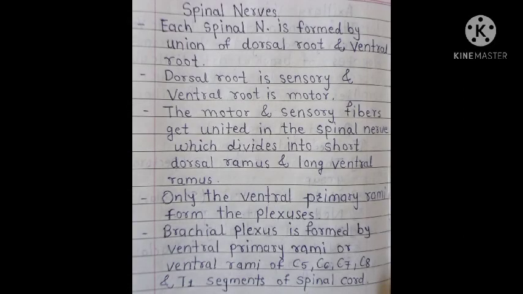Today we are learning about the spinal nerves and the brachial plexus and its clinical anatomy. So let's start with the spinal nerve.